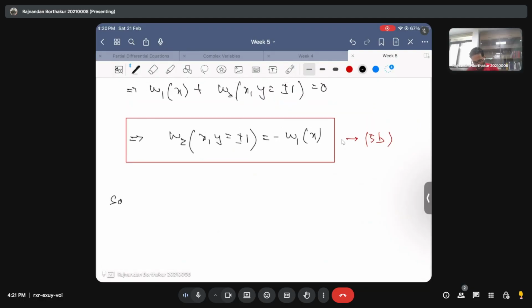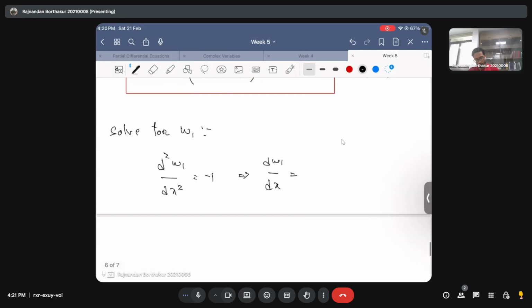So I know that w1 satisfies d2w1 by dx2 equal to minus 1. And if I integrate this once, I have dw1 by dx is equal to minus x plus c1.